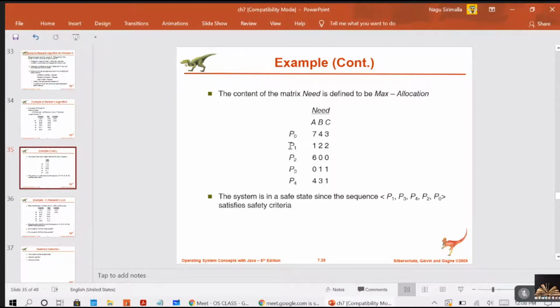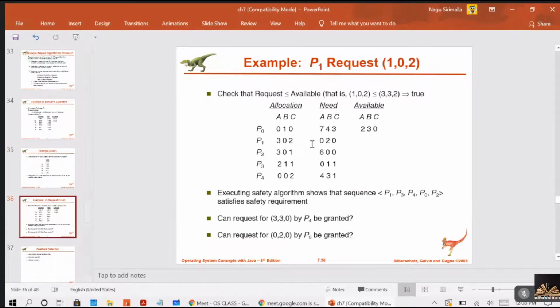After giving to P2, all resources will be released. Now P0 is getting enough resources to get it done. Finally P0 will be given. So I can say this is the safe sequence. This way you will be updating after giving to each process.